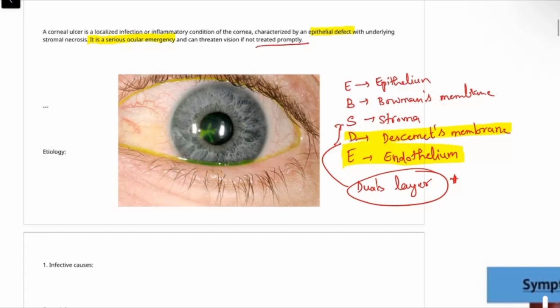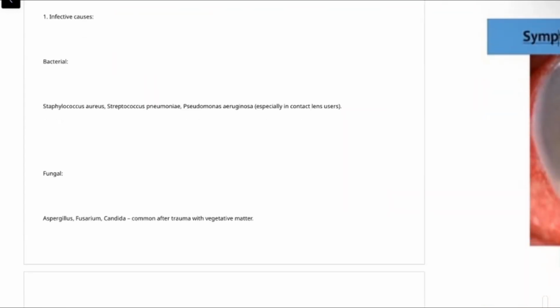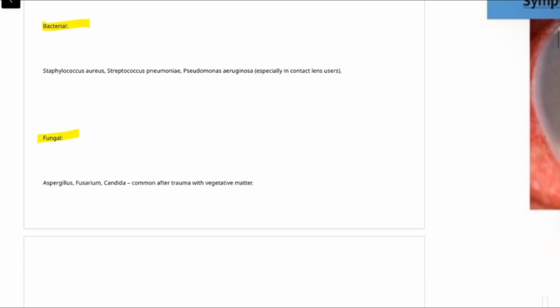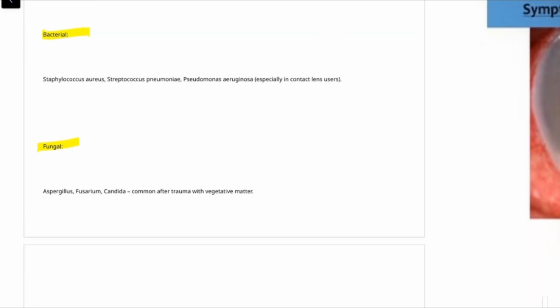So here there is an epithelial defect, leading to stromal necrosis also in serious cases. Okay, so these three layers might be involved in corneal ulcer. So what are the causes for corneal ulcer? We know infective causes, like infection can be because of bacteria, fungi, or virus. What are the most common bacteria which cause corneal ulcer? They are Staphylococcus aureus, Streptococcus pneumoniae, and Pseudomonas aeruginosa. In contact lens users, Pseudomonas is most common.